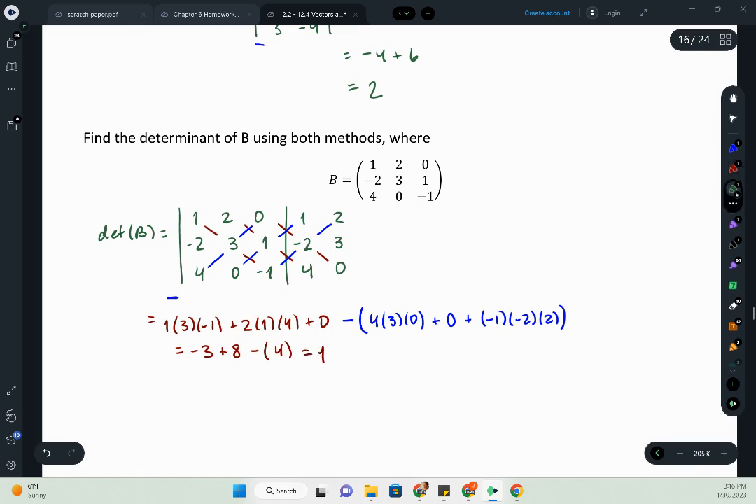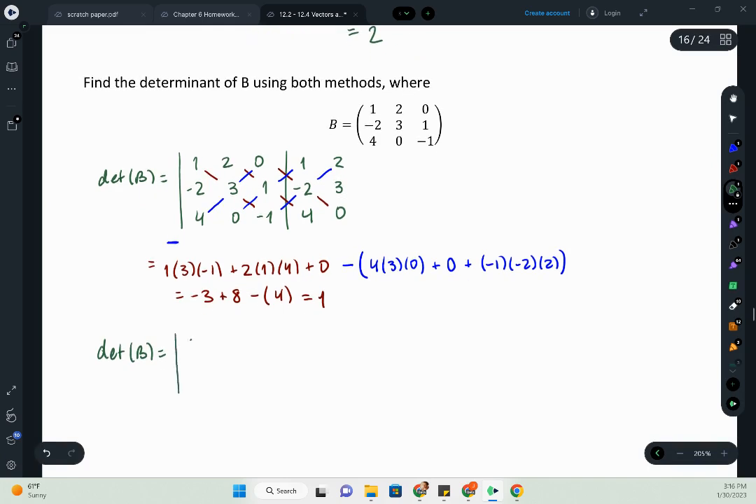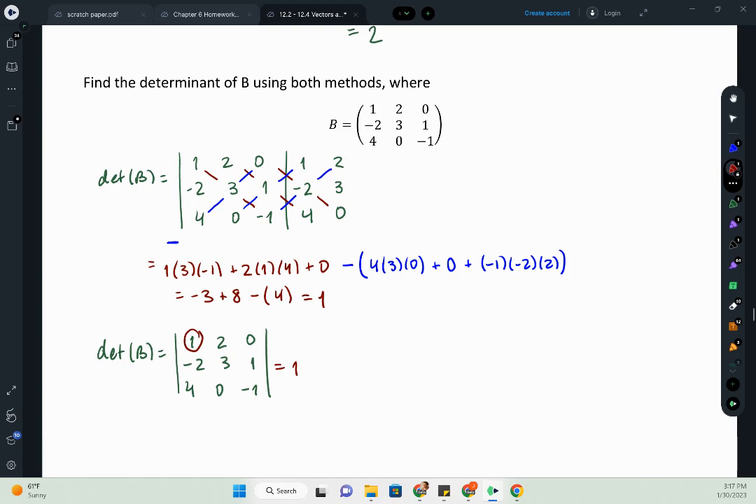That's nice. All right, let's do it the other way. So the other way better give us the same answer. So we're looking at the determinant of 1, 2, 0, -2, 3, 1, 4, 0, -1. We start with the upper left corner. We have 1 there. Imagine the row and column it is in being gone. You're left with a 2 by 2 determinant for 3, 1, 0, -1.